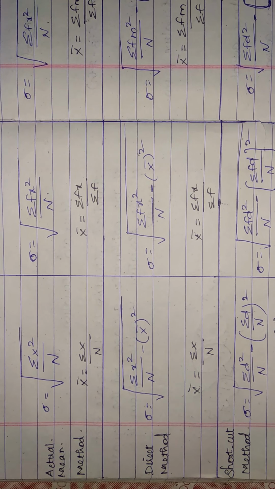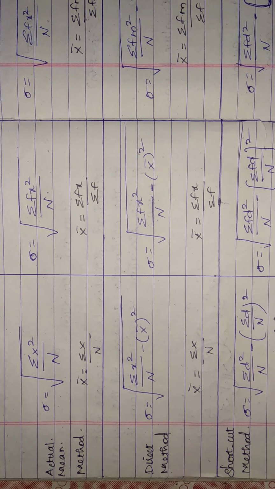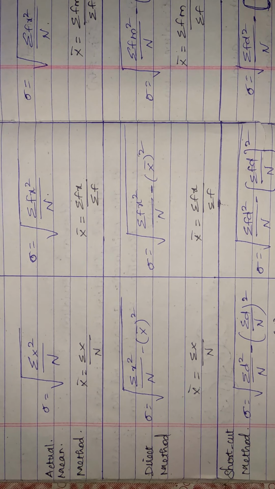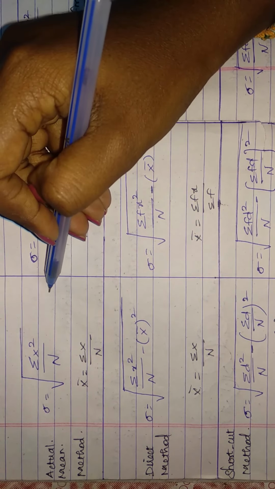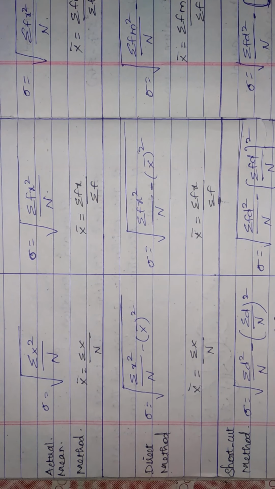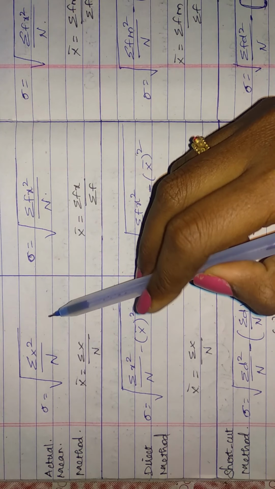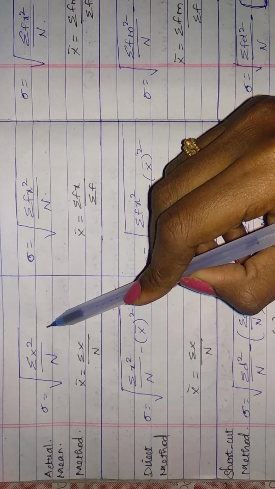The formula for the actual mean method is sigma equals root of summation x square divided by n. This is the main formula. This is the mean finding formula: x bar equals summation x divided by n. First we have to calculate this, then only we go for the next formulas.